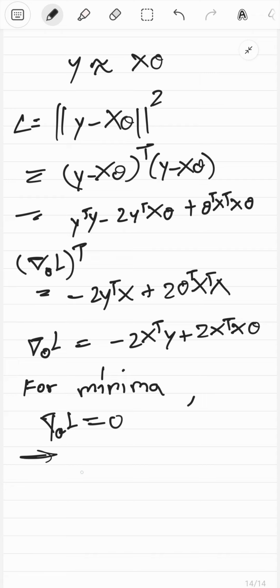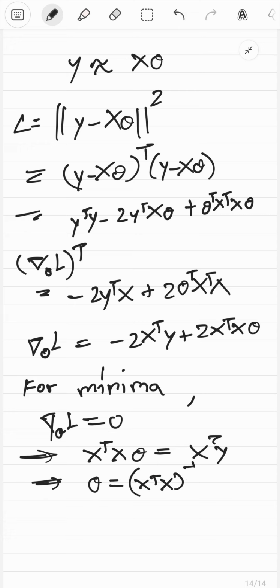And this implies that this quantity should be 0, and that's to say that X transpose X theta is equal to X transpose y. Now that implies that theta is just (X transpose X) inverse X transpose y. This quantity is called the pseudo inverse, right? So that's just linear regression essentially.